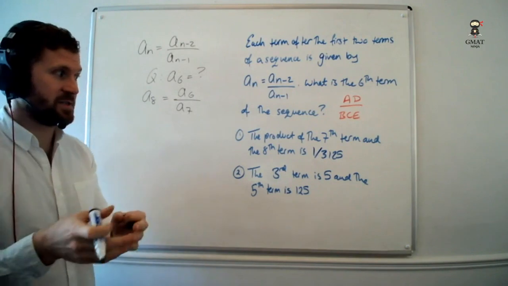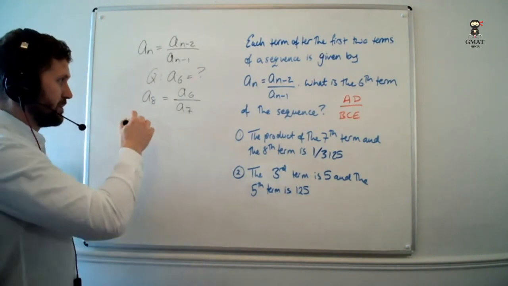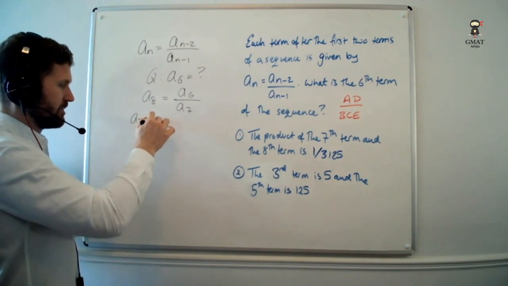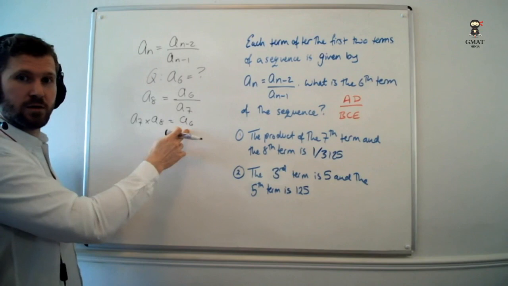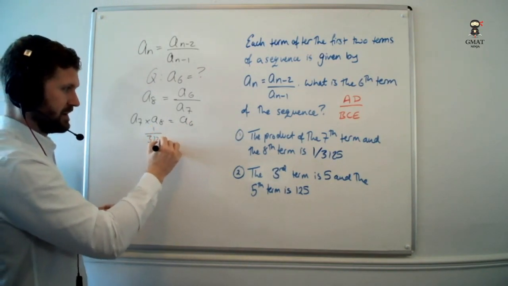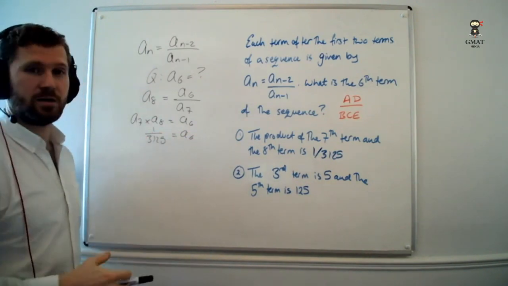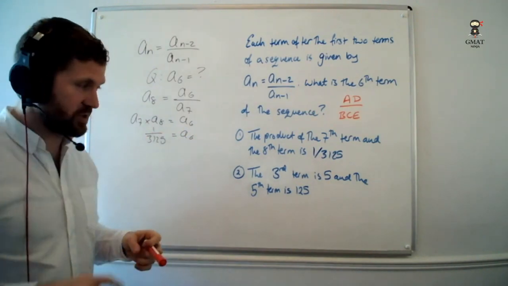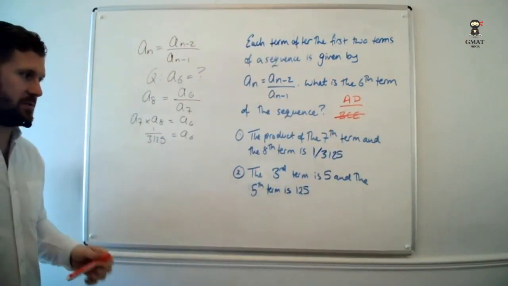Now, the product of the 7th and the 8th term is what I've been given, and I can get the product of the 7th and 8th by multiplying both sides here by a7. And that would give me a6. Well, I'm told that the product of the 7th and the 8th term is 1 over 3125. Well, I know a6. That's given me a6. So number 1 is sufficient. So I can cross out BCE over here, and let's move on to number 2.